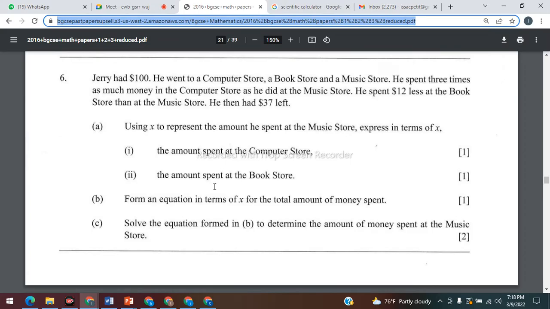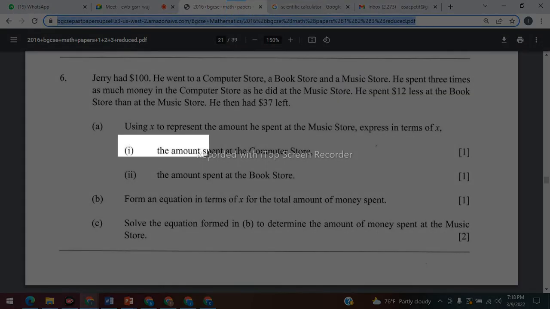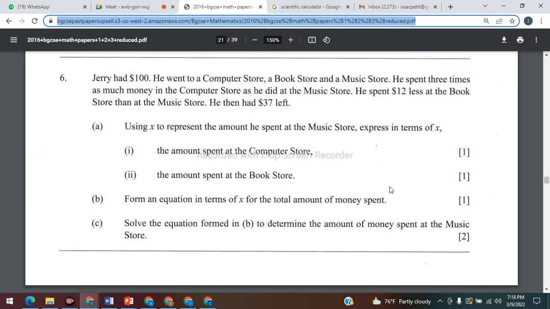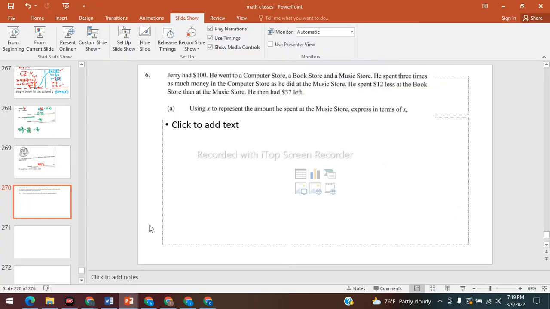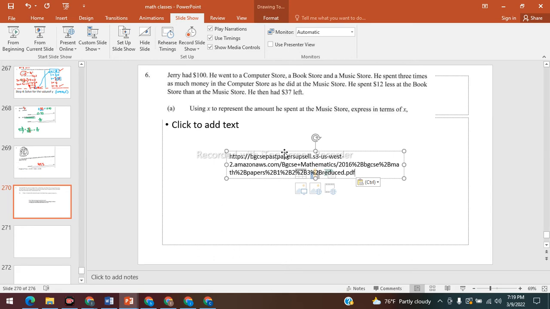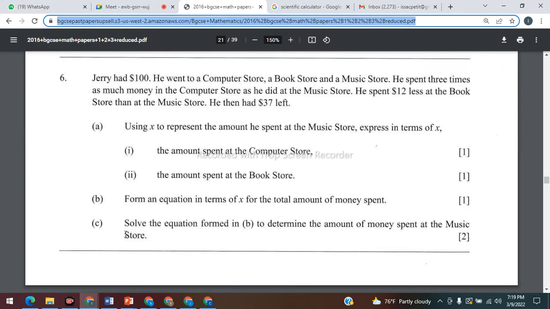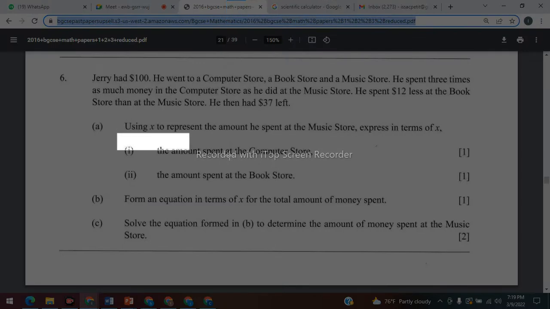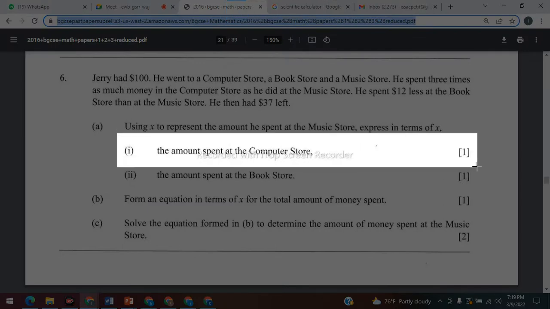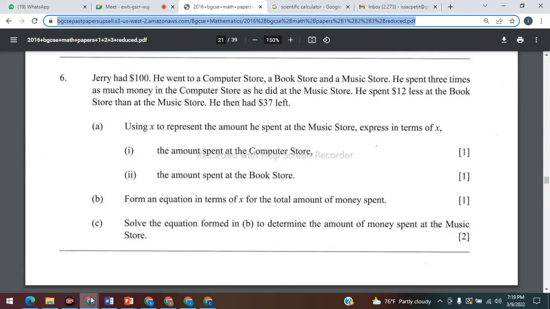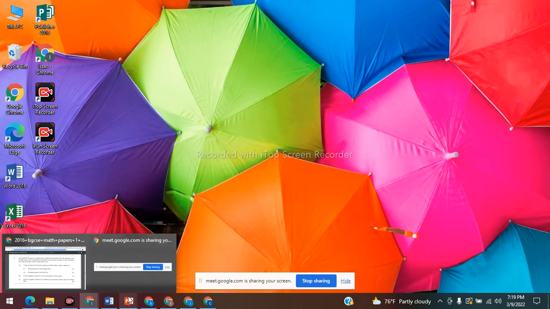The following, the amount that he spent. You want to know the amount that he spent at the computer store. That's going to be the first one. Then the amount he spent at the bookstore.